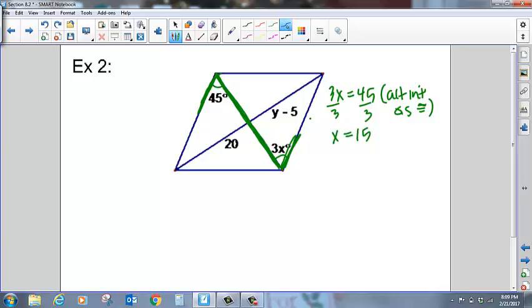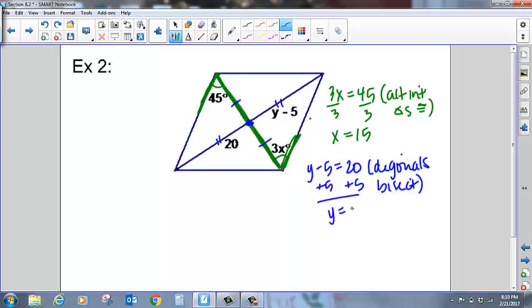And then for the y, we know that from property number 5, diagonals bisect each other. So that means that these pieces here and here would be congruent, and that these two guys would be congruent as well. So y minus 5 is going to equal 20. And again, it's because diagonals bisect each other. So add 5 to both sides, and you get y equals 25.